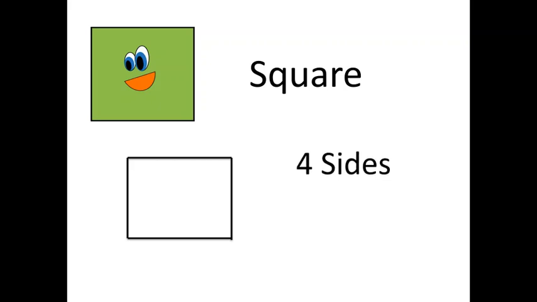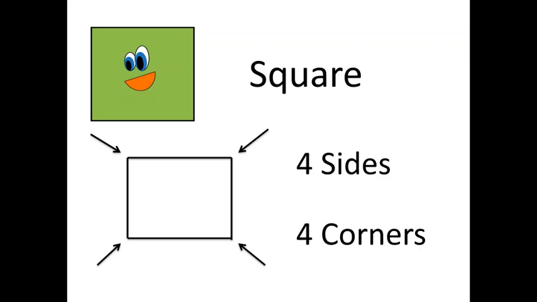Square has 4 sides. All the sides of the square are equal. Now see this arrow. Where 2 lines meet with each other, that point is called a corner. So how many corners are there in the square? Count. Yes. So there are 4 corners in a square.